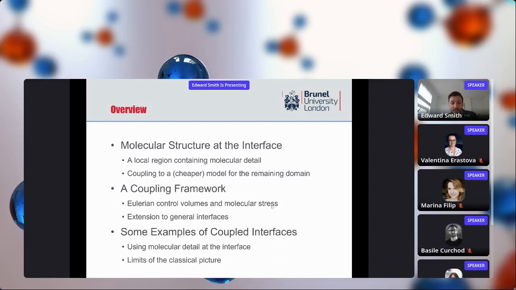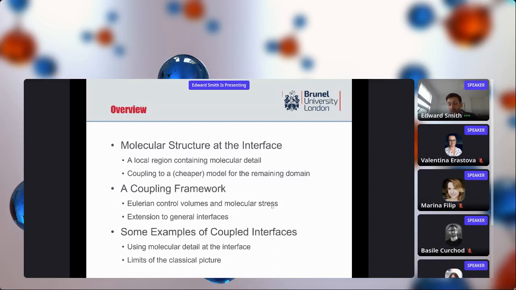And the problem with engineering is you always have to talk about making molecular modeling palatable. And the way we do that is coupling. So when I talk about molecular structure and interface, I'm talking about a region where we model molecular detail, and then we couple that to what would be a cheaper model for the remaining domain. So today I'm going to talk about some of those ideas of linking just the molecular detail near an interface, and then move beyond that to a coupled framework that allows us to extend that and link it to a molecular model.